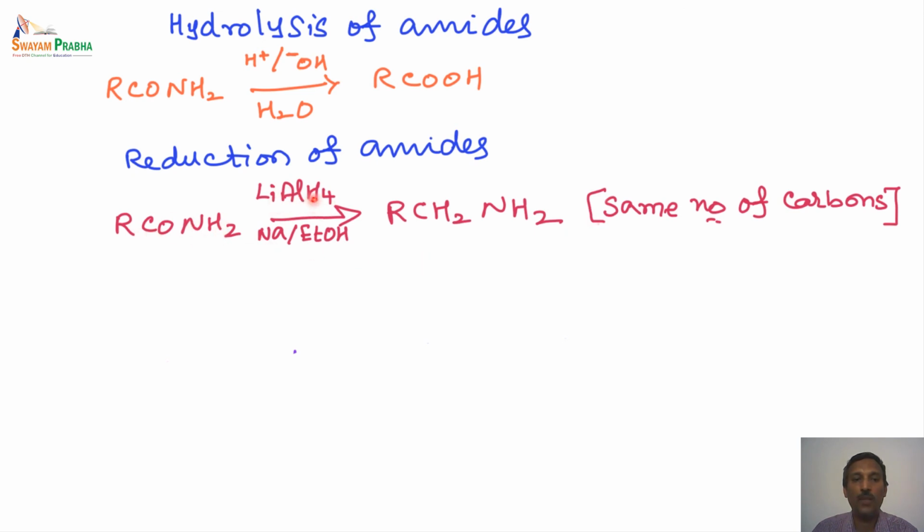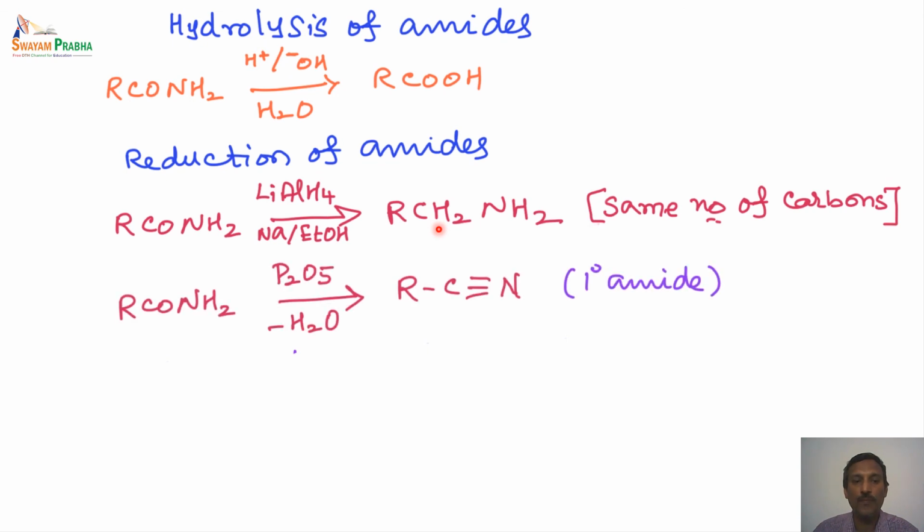Amide on treatment with lithium aluminium hydride or sodium and ethanol. It is not in the same reaction. This is condition 1, using either lithium aluminium hydride alone or sodium and ethanol alone. So these are two different conditions. They both produce amine as the final product. So the C double bond O is reduced to CH2. Amides on treatment with P2O5 give cyanides. Preferably this reaction is possible for primary amides only. When a primary amide is treated with P2O5 and heated, it produces the nitrile or cyanide.